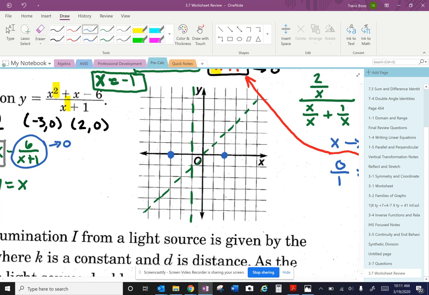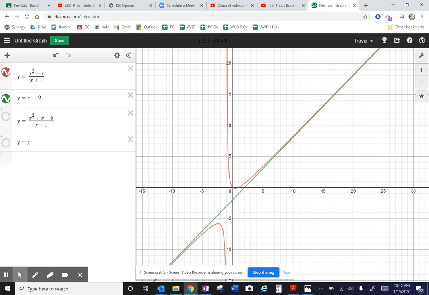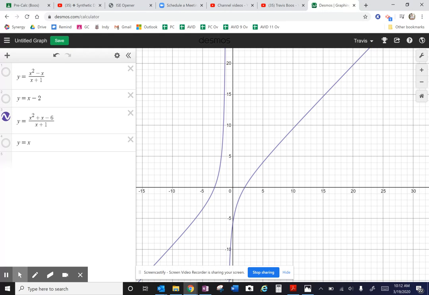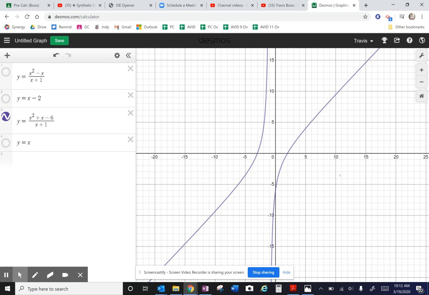And using the 2 points that I already graphed, I know that my graph is going to go through those points. So it's going to look something like that, and something like that. And I can double check it on Desmos if I'd like. And sure enough, I do get something like that. And if I graph my asymptote of y equals x, sure enough, it approaches.